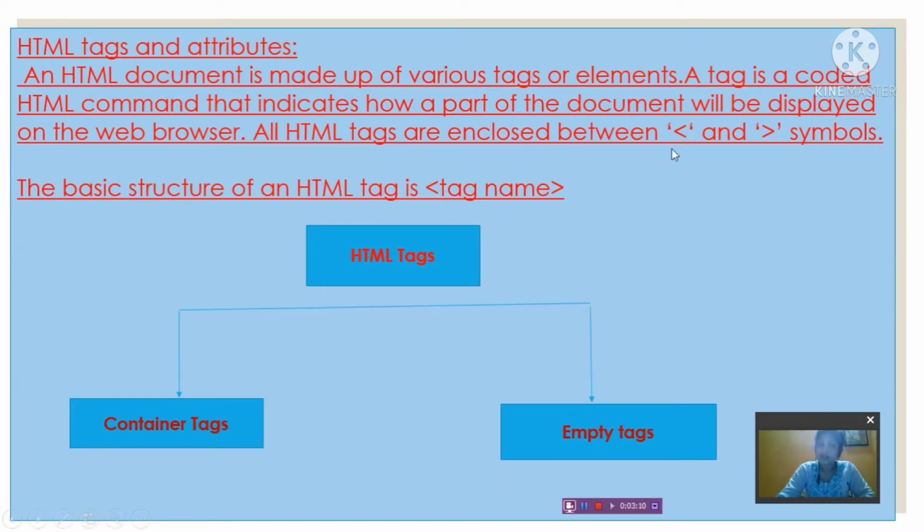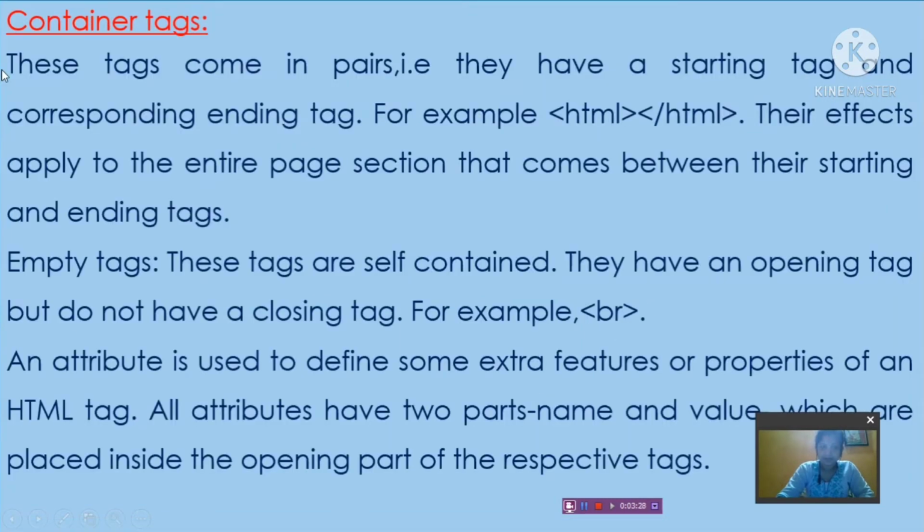All HTML tags are enclosed between less than and greater than symbols, or we call them angular brackets. So the basic structure of an HTML tag is its tag name. That is important. What is the tag name? So these HTML tags are of two types: container tags and empty tags. So what is a container tag? These tags come in pairs. That is, they have a starting tag and a corresponding ending tag.